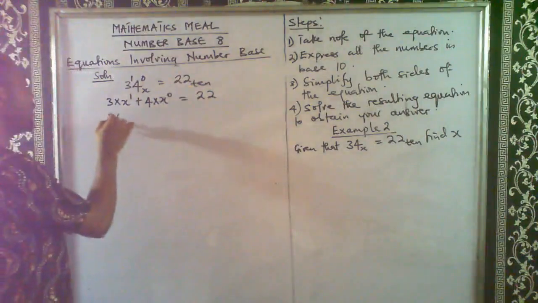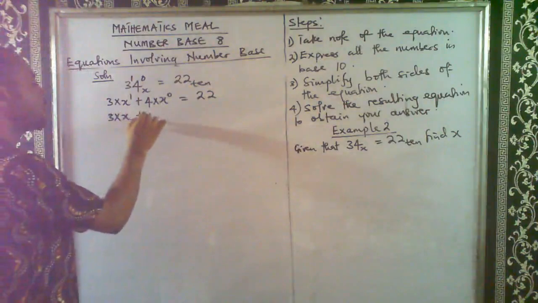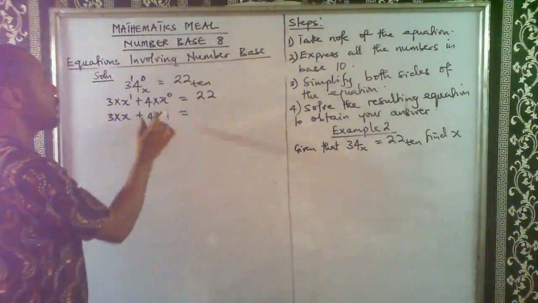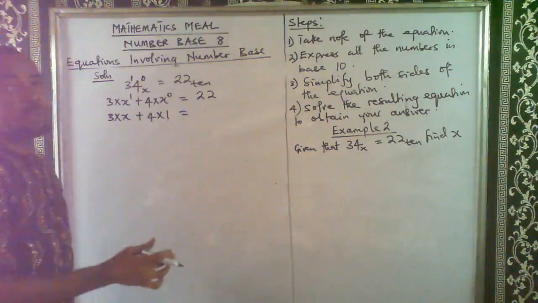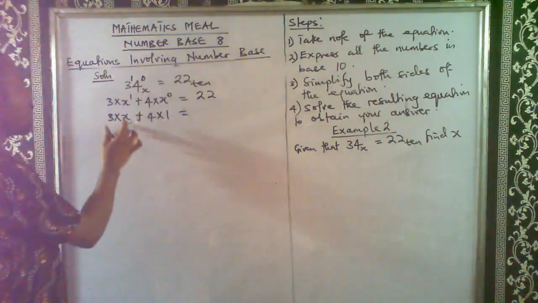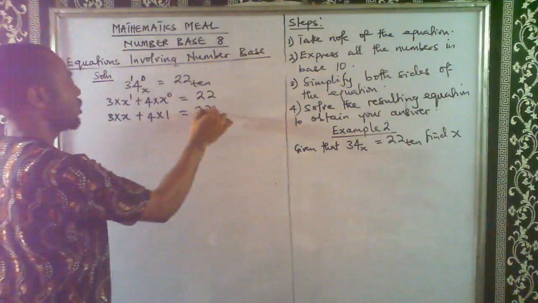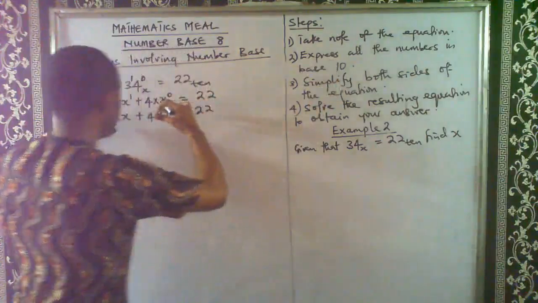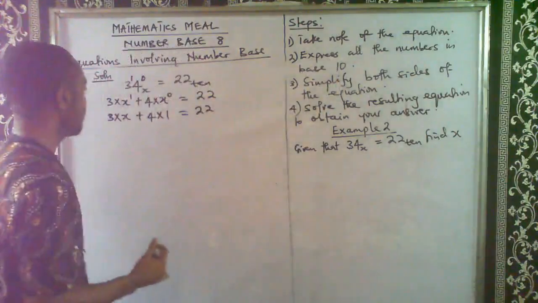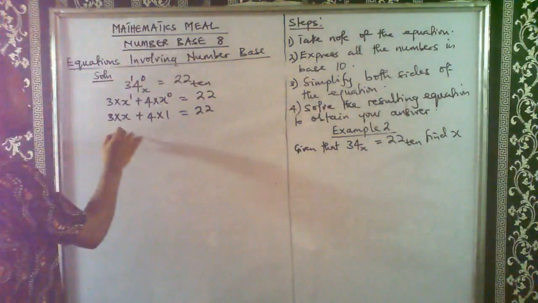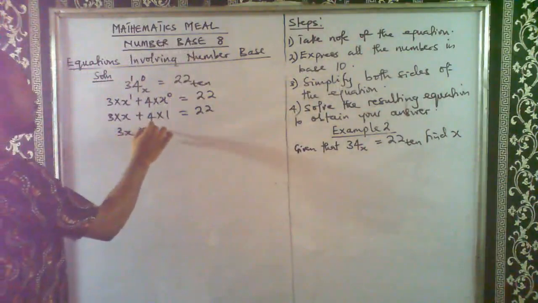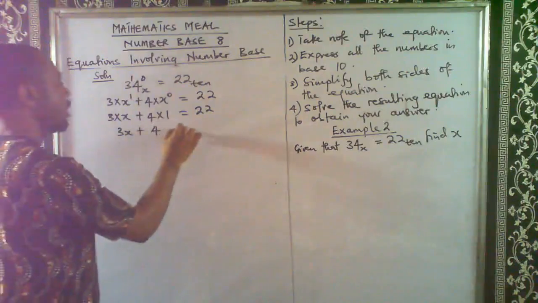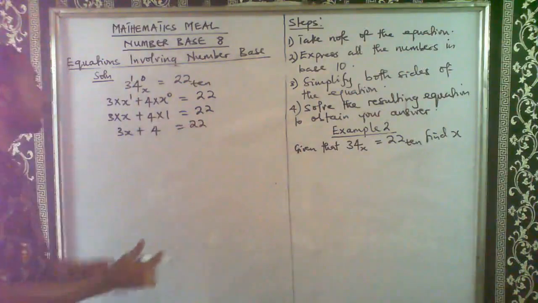Okay, this will give me 3 times x plus 4 times 1. X raised to power 0 is what? 1. X raised to power 1 is x. Equals 22. We are simplifying now. The third step now: we have expressed in base 10, so we are trying to simplify both sides. So this will give me 3x plus 4 times 1, which is 4, equals 22.